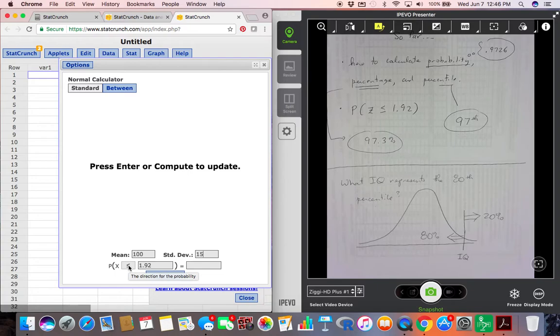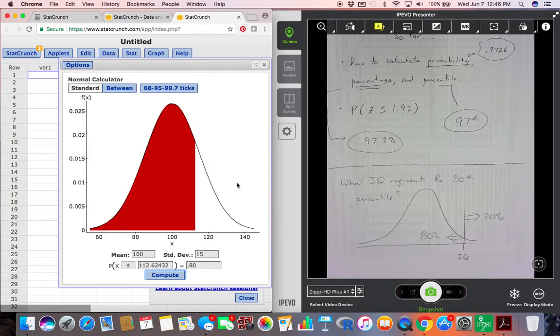But now what I want is less than or equal. I want to leave this blank. And I want the area to the left. Remember, less than or equal to means to the left. I want the area to be 0.80. Now if I compute, it will find the IQ that has 80% of the distribution below it. So it has percentile of 80th percentile, or probability of 0.8. So guys, the IQ would be 112.62.